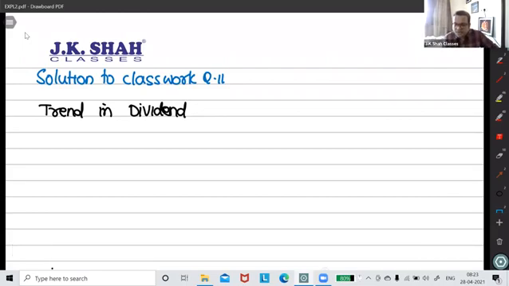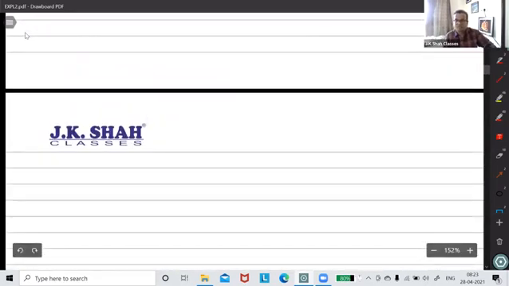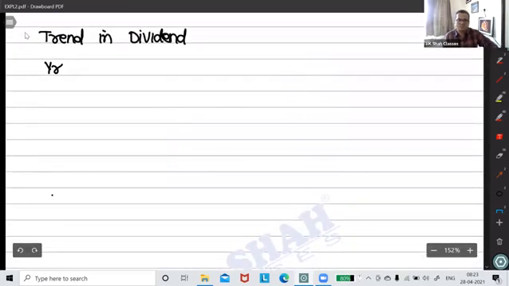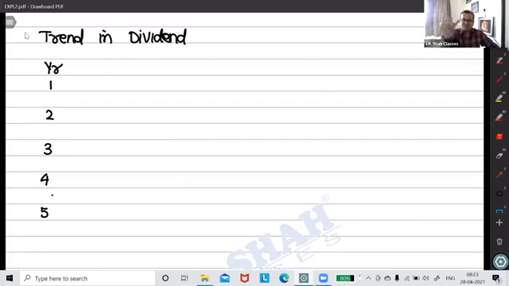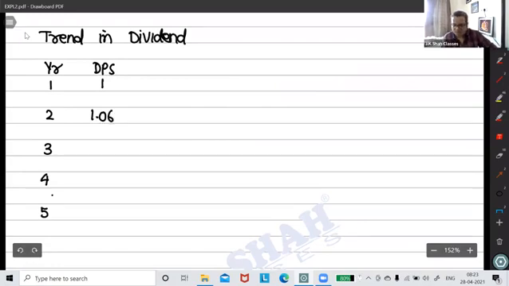So we now have data of how many years? 5 years. Year 1, 2, 3, 4, 5. I purposely leave a line in between so that it doesn't become clumsy when we are writing. Remember that, it's a small thing but matters. Dividend per share is 1, 1.06, 1.1025, 1.16, 1.23.